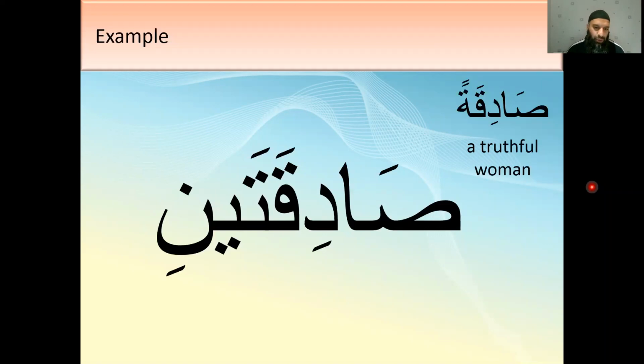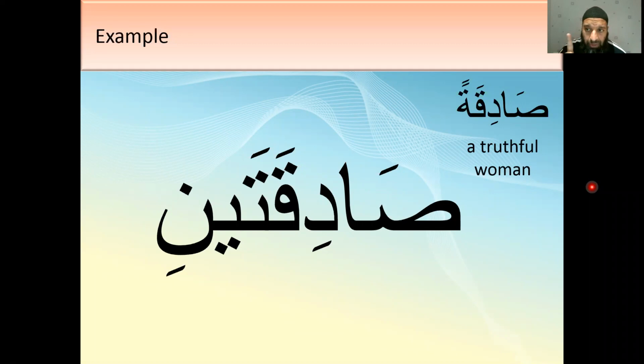Two. Fantastic. So now all you need to know is what sadiqa means. Sadiqa means a truthful woman. So sadiqataini means two truthful women, fantastic. And it is in which case? Mansub. In this case, mansub, but it could be majroor as well.